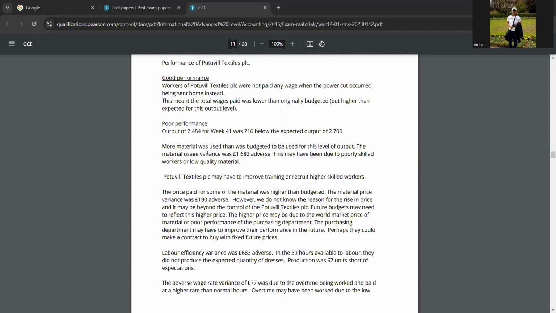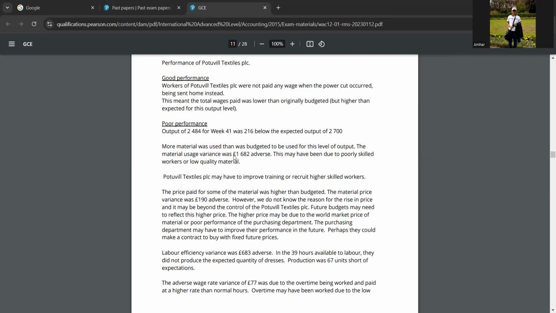So for poor performance, what you can say is output of 2,484 for week 41 was 216 below the expected output of 2,700. So below this expected level, it was only 2,484. So that's a poor performance indication. And then you can say more material was used than was budgeted. So the actual material used was more than the budgeted.